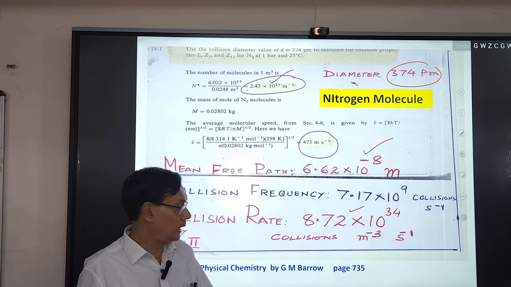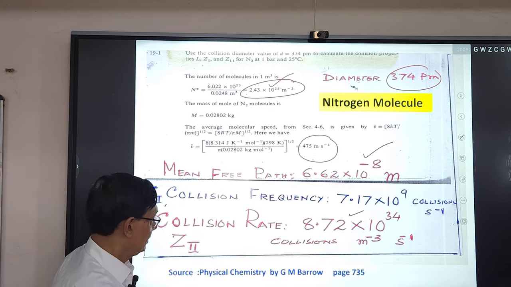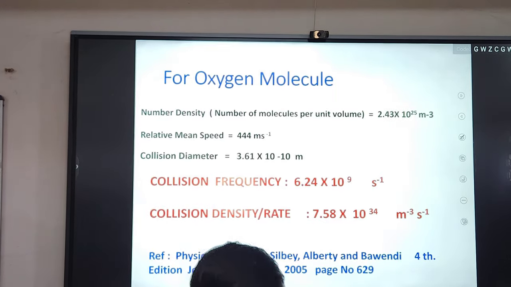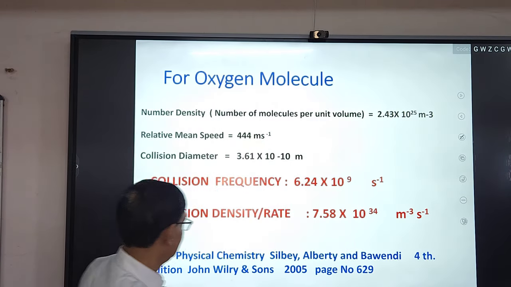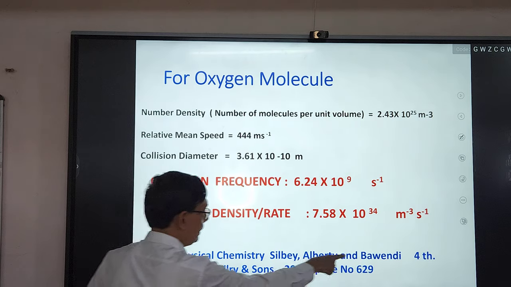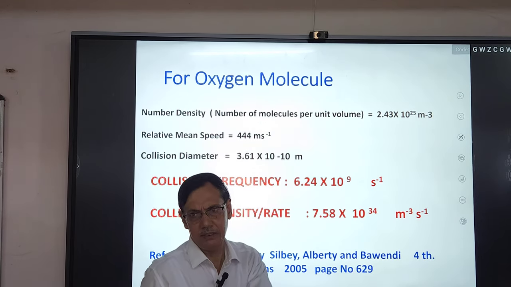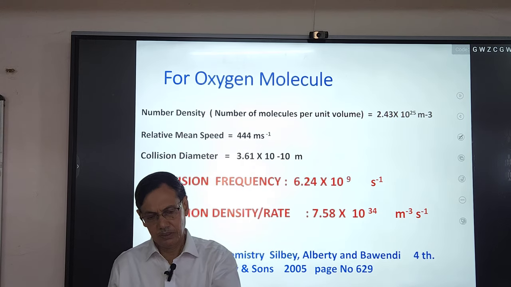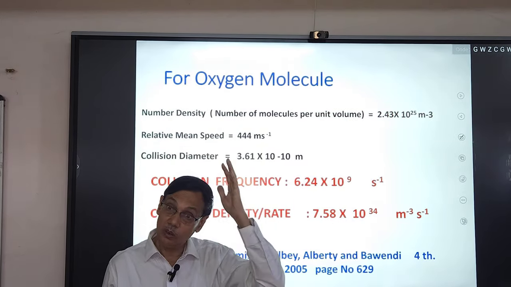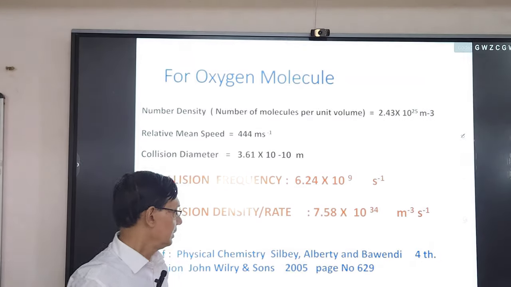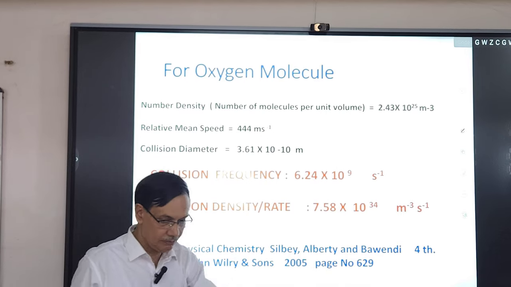8.72 × 10⁴. So I have taken this example from Barrow. Similarly, I am taking an example from the book of Bhavendi, just for students to learn these things. Physical Chemistry, Silbey, Alberty and Bawendi, page number 629. It's an old edition. When I went to Canada, I purchased this book from St. Francis Xavier University, Antigonish, long back, so that you can see the new book also. I do not know the page number, but I have taken it from this book.